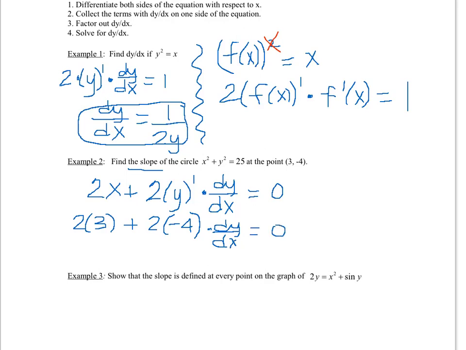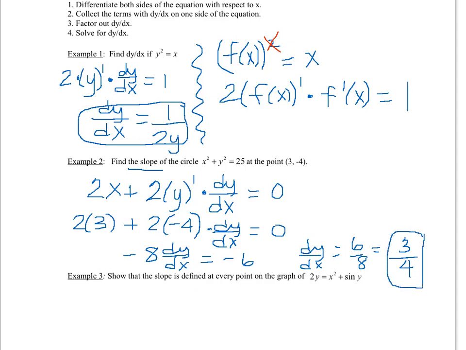And we're going to go ahead and simplify this, and we'll have negative 8 dy/dx equals... this would have been a 6 on the left-hand side, but then I'm going to move it over to the other side. So you're going to end up with a negative 6. So if you solve for this, you're going to get dy/dx equals 6 over 8, which reduces to 3 over 4. So that is the slope of the circle x squared plus y squared equals 25 at the point (3, -4).